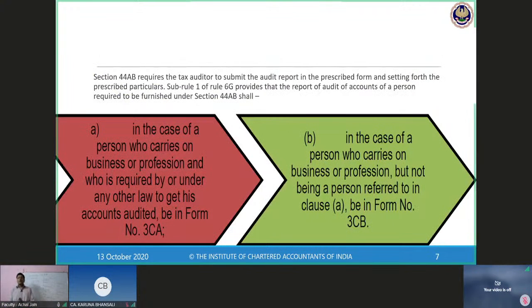Then we'll move on to the requirements related to the audit report. We'll first of all start with the audit report, and that will also answer our question related to the partnership firm which was not required to be audited, and in which case tax audit may become applicable, as to how to deal with those unaudited financial statements. In case of tax audit, two types of audit reports are available. Those two audit reports are called Form 3CA or 3CB. These are again forms.